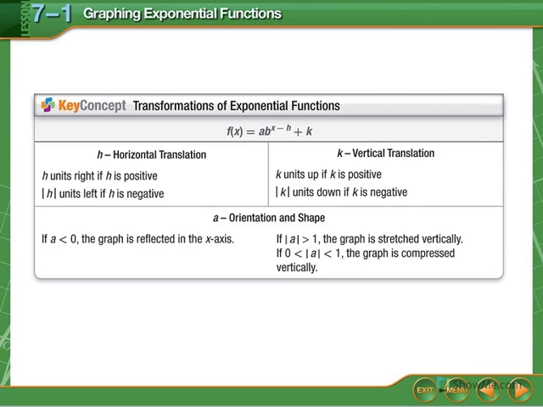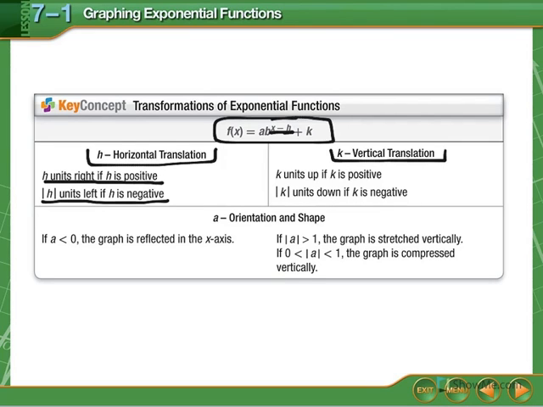Alright, so our next key concept is going to be transformations of exponential functions. So here you can see our model equation. We're going to say that h is equal to our horizontal translation. So anytime we have our exponent adding or subtracting a number, that's going to be our horizontal translation. So if h is positive, then it's going to move h units to the right. If h is negative, then we're going to move h units to the left.